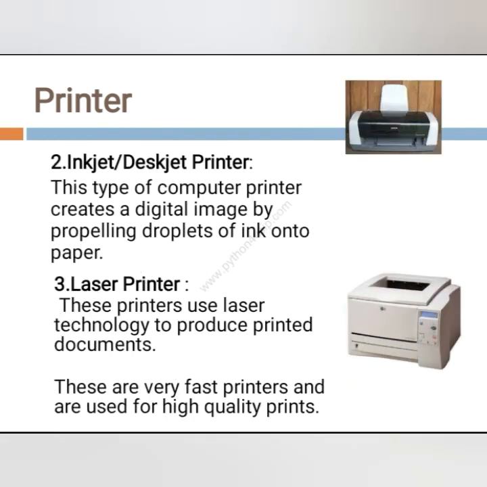Next is inkjet or deskjet printer. This type of computer printer creates a digital image by propelling droplets of ink onto paper. Laser printer. These printers use laser technology to produce printed documents. And laser printers are very fast compared to the other printers.